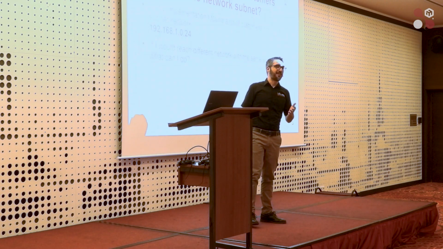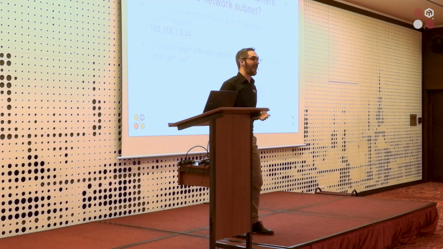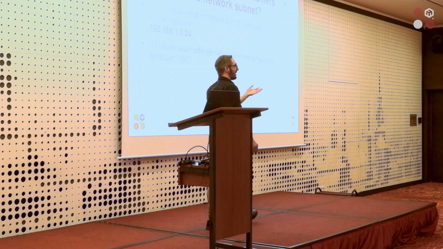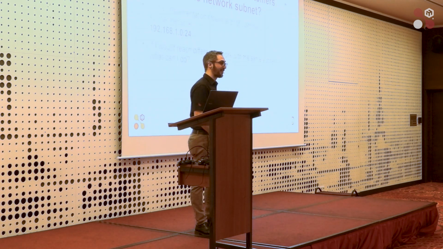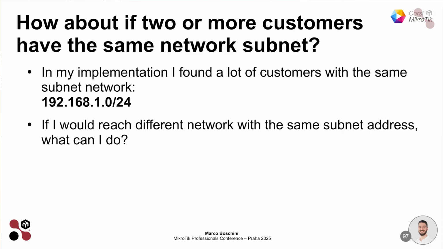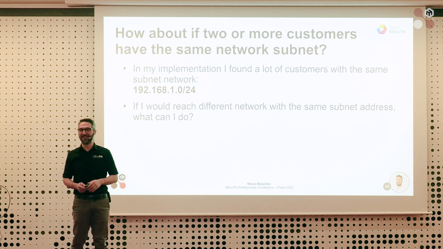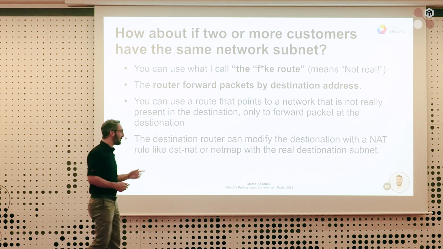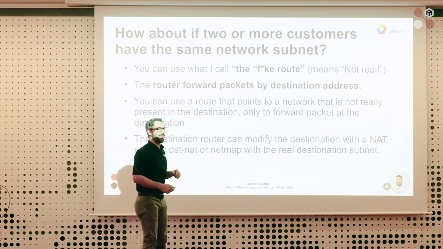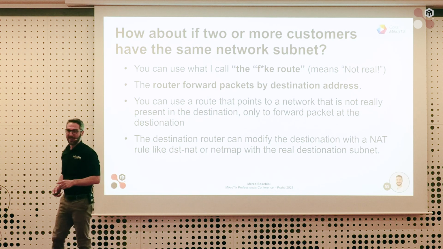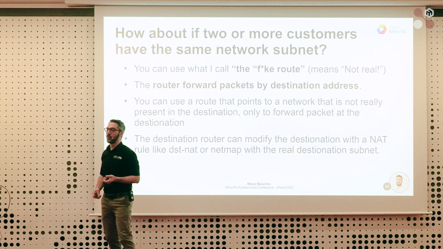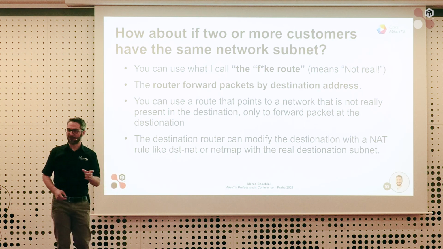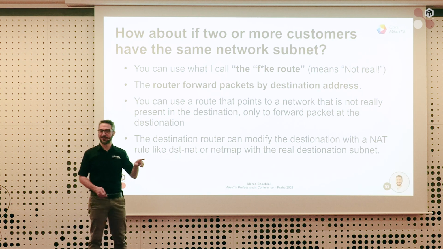It works, but in my case, all the customers have the same subnet. Almost all the customers have 192.168.1.0/24. What can I do? You can use what I call the fake route, meaning not real, because the router forwards packets by destination address, so we can use a not real destination, only to forward packets.